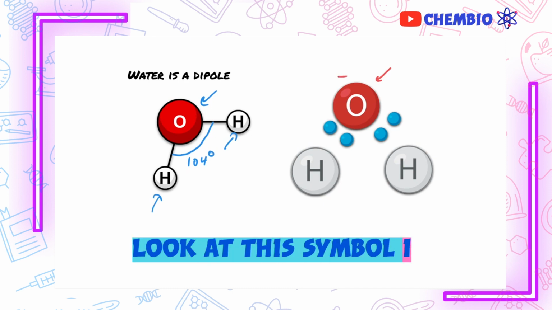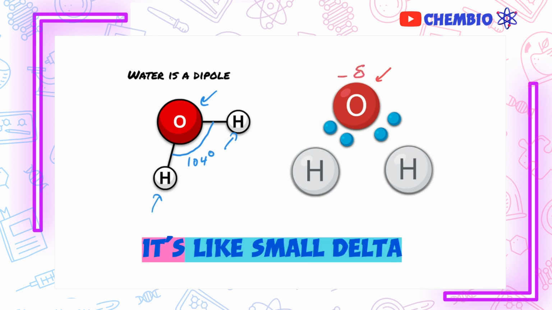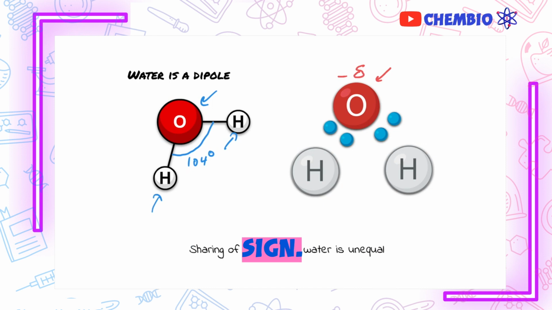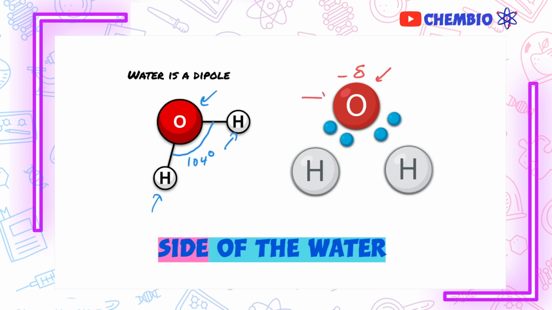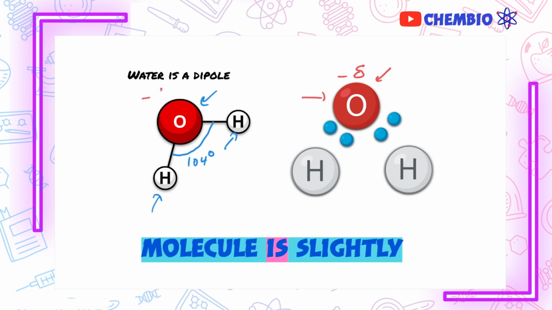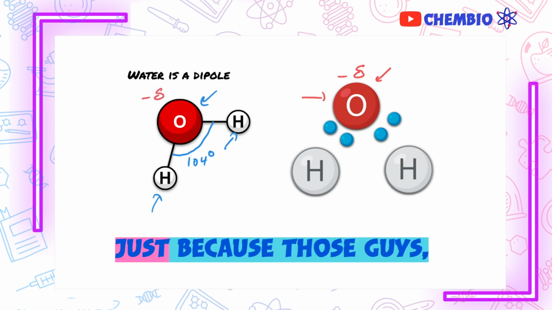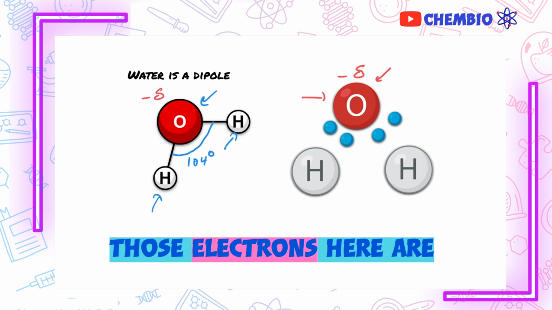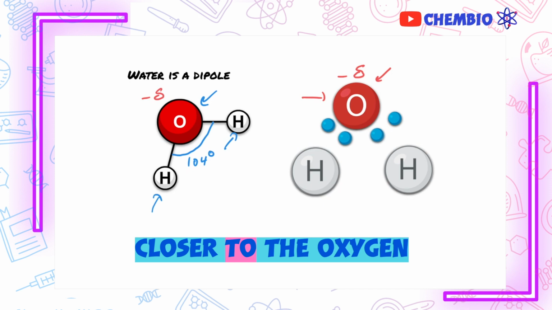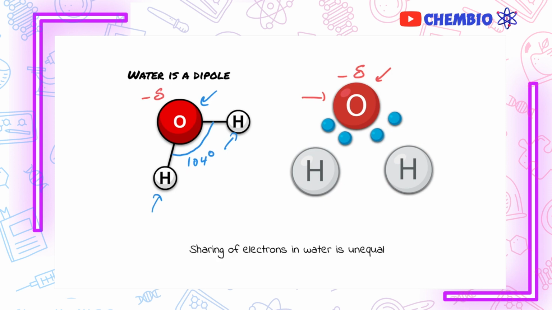Look at this symbol I used for slight charges. It's like a small delta sign. This indicates that this side of the water molecule is slightly negative just because those electrons here are closer to the oxygen than they are to the hydrogens.